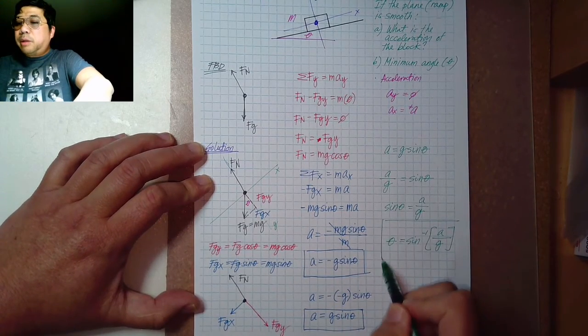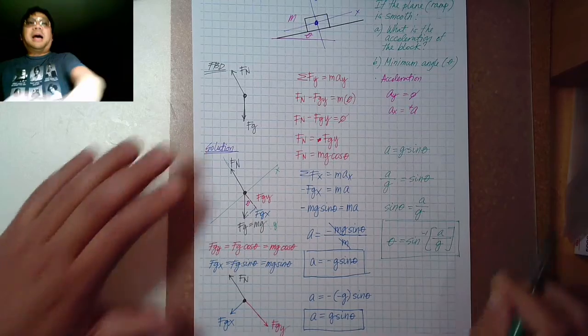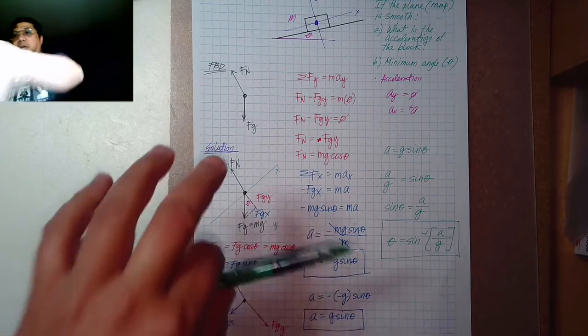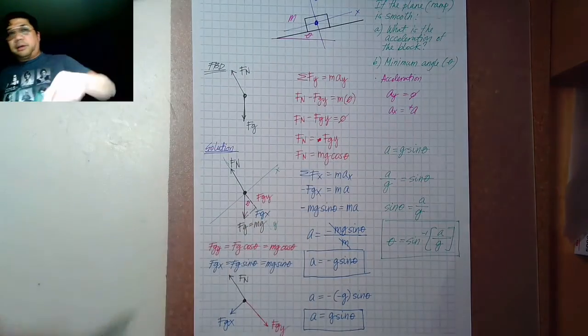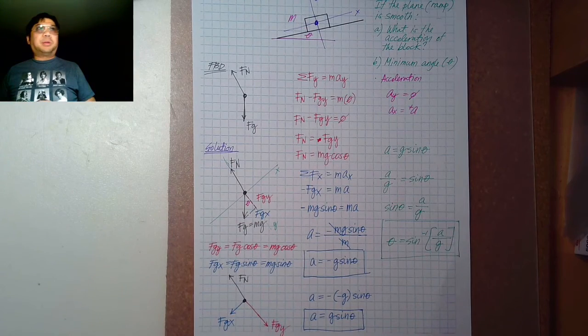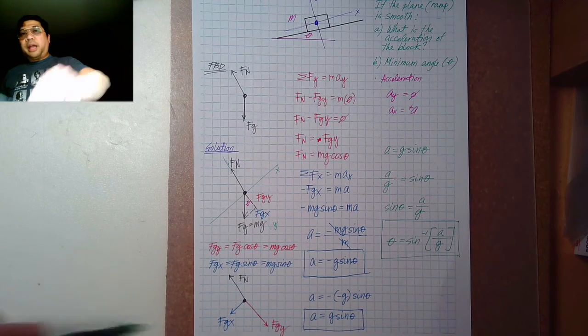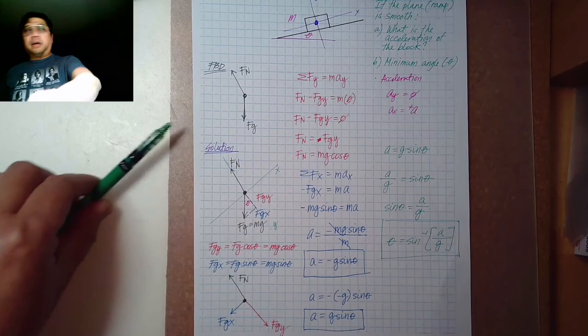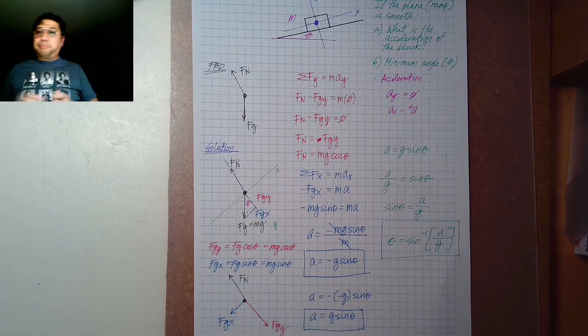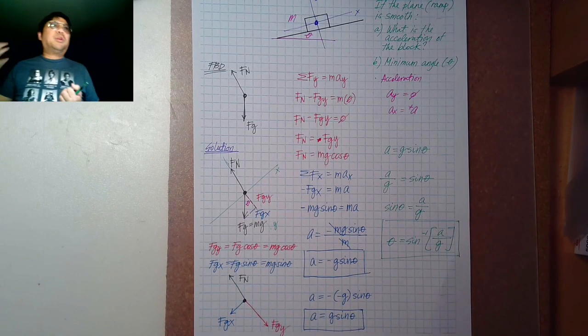So what is the minimum angle? It means that at how high an angle, if there is no friction on the inclined plane, will it start sliding down off the ramp? So this is the condition when we don't have friction.